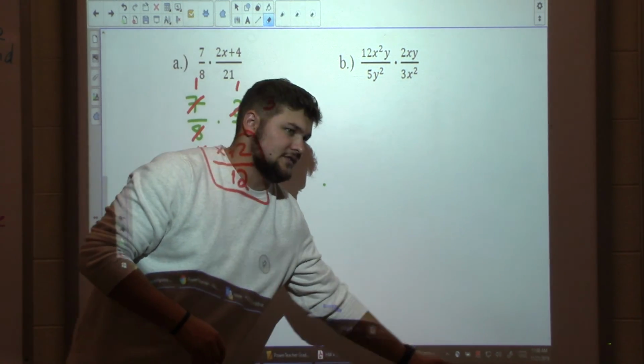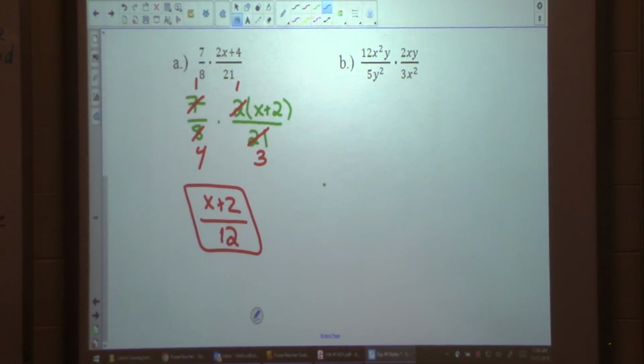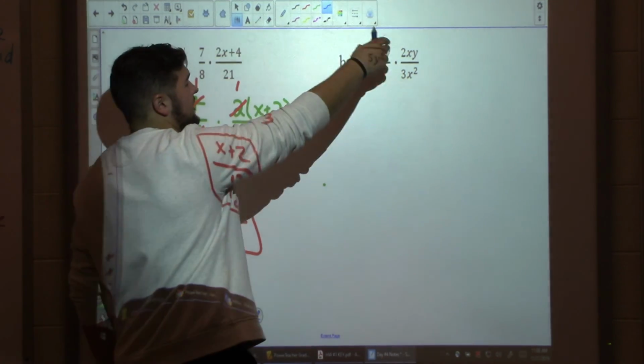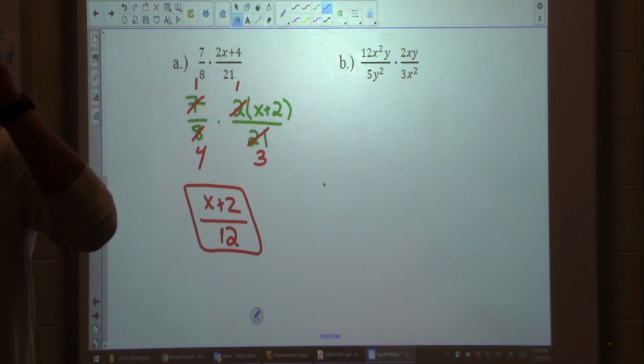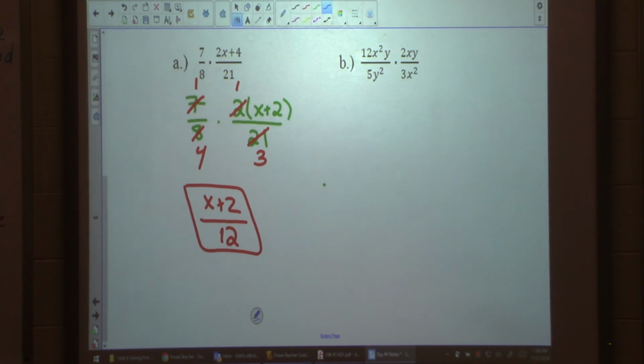Okay, let's try another one, see if it helps. 12x squared y over 5y squared times 2xy over 3x squared. Factor first. Can I factor anything here? No. Don't confuse factoring and simplifying. We can simplify, but there's nothing to factor. So I go to simplify. Remember, it can be anything in the numerator and anything in the denominator. Doesn't matter which fraction it's in. Let's start with the numbers.